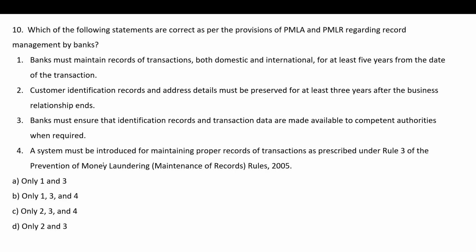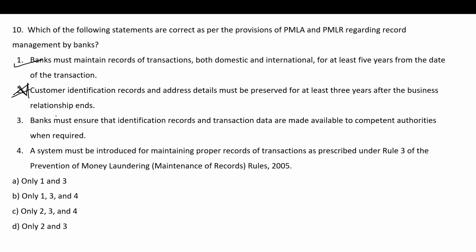Which of the following statements are correct as per the provision of PMLA and PMLR regarding record management by banks? So bank must maintain record of transaction both domestic and international for at least 5 years from date of transaction. Yes, true. Customer identification record and address details must be preserved for at least 3 years after the business relationship ends. No, it is 5 years, not 3 years, making this statement incorrect.